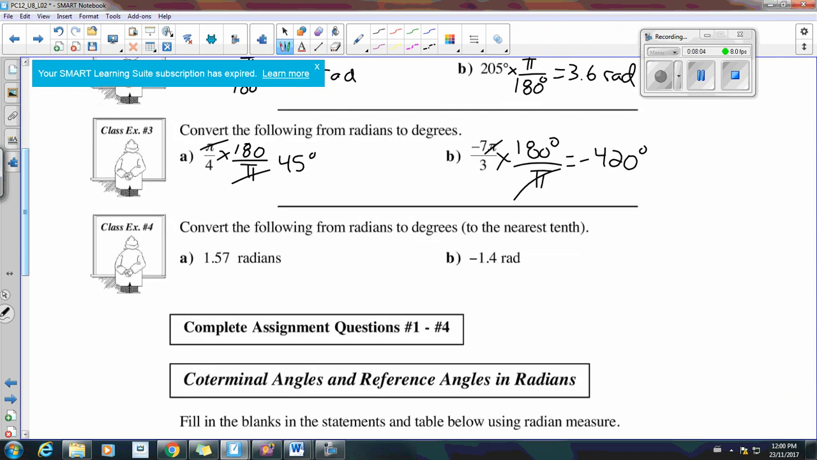And if it's given in decimal form, same thing. We're just going to round to the nearest tenth. We're going to times by 180 over pi. Just type the whole thing in your calculator. 1.57 times 180 over pi gives you 90 degrees. Negative 1.4 times 180 degrees over pi. And this gives us negative 80.2.